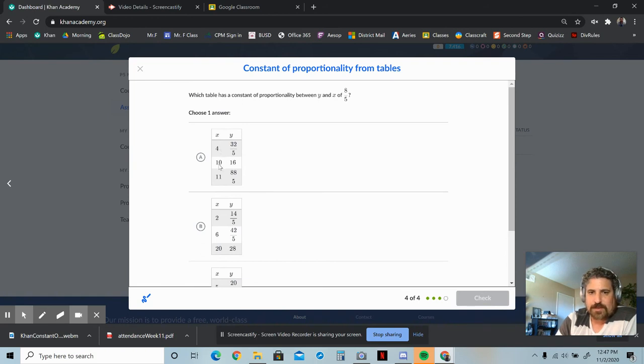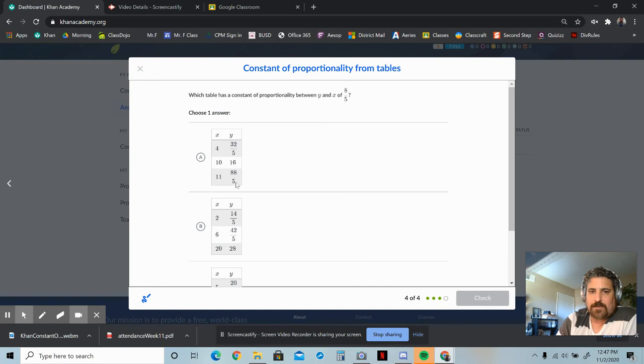All right, let's do this. This one's 10 and 16, right? So let's see if that matches 8 over 5. That means that when y is 8, x is 5. So when y is 16, x would be double 5, right? Because 16 is double 8. So x would be 10. This looks pretty good. 16 over 10 is the same as 8 over 5.